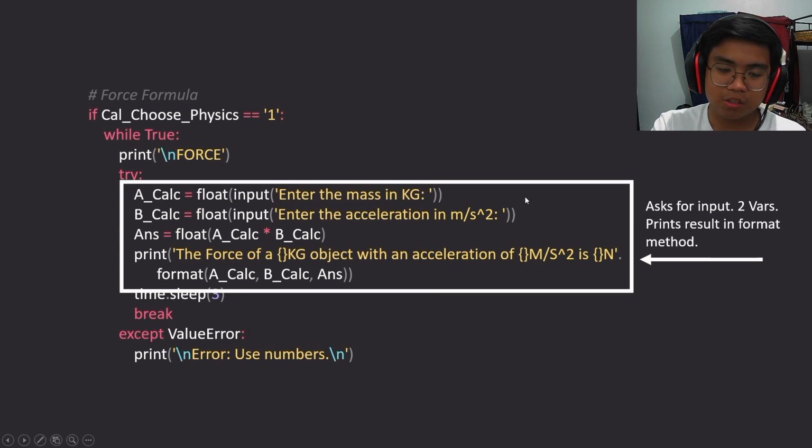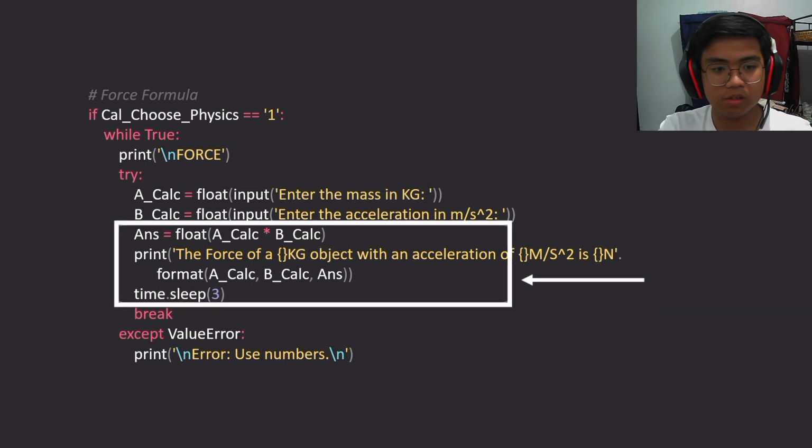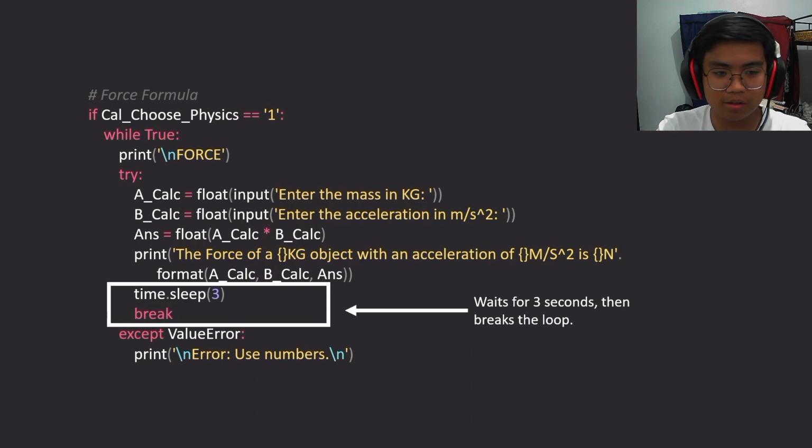It depends on the choice if it will have one variable, two variables, and even three variables. It entirely depends on what equation the user will use. If the values are correct, then it will wait for 3 seconds using the time package and then break out of the loop and return back to the home page of the program. Well, the calculator program to be exact.